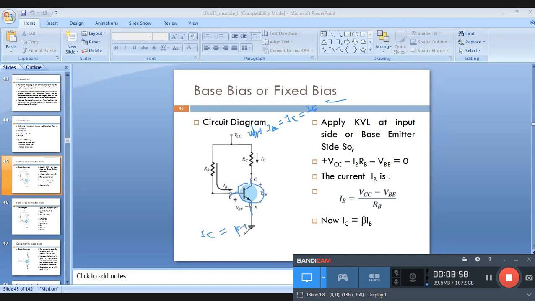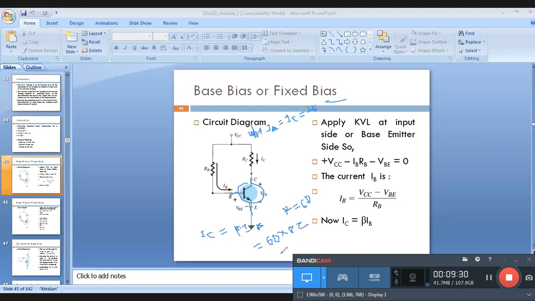See here, already you got the values for IB. You can assume beta values. Assume beta is equal to 60. Now you can add as 60 into 0.2, correct? 60 into IB. How much did you get for IB? 0.2 amperes. You can read as 60 into 0.2.